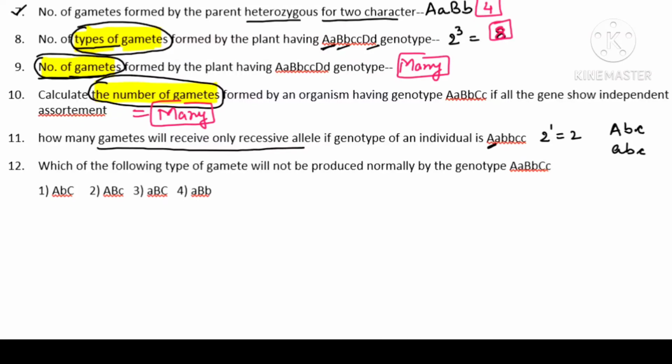So I hope you can easily solve it. How many gametes will receive only recessive? So only one gamete is the one which will receive all recessive out of two. So your answer will be 50 percent. Is it clear? Your answer will come 50 percent. I hope you have understood how we are getting 50 percent, because the question asks they receive only recessive allele, no dominant allele. So only this one is the one with the recessive allele.